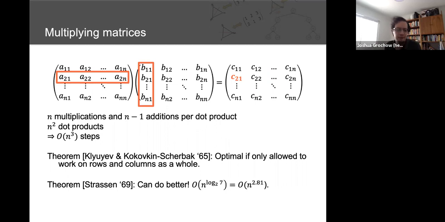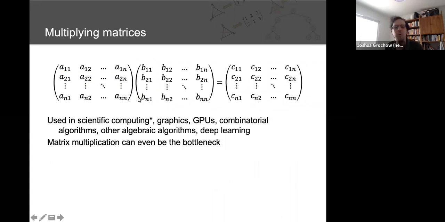Okay, and here, for most of this talk, I'm just going to be focusing on the number of arithmetic operations, so multiplications and additions.